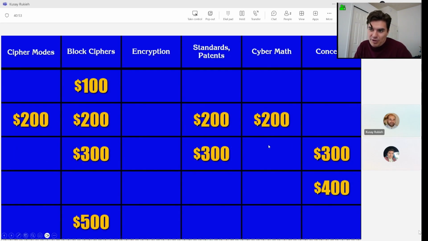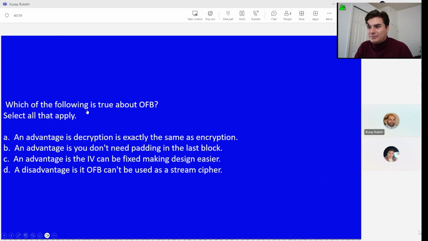Let's go with cipher modes for $200. We're going to clear that category. Which is true about OFB? Give me two. Let's take a look at the options here. I'm going to say that an advantage is decryption is exactly the same as encryption. I think that it depends on which encryption algorithm you use, but most likely you're going to use a symmetric one. So I want to say A.